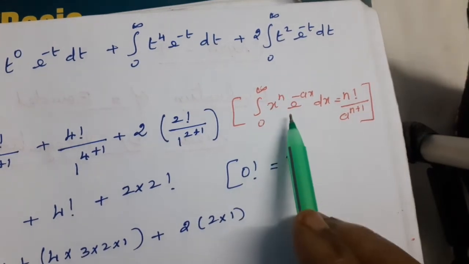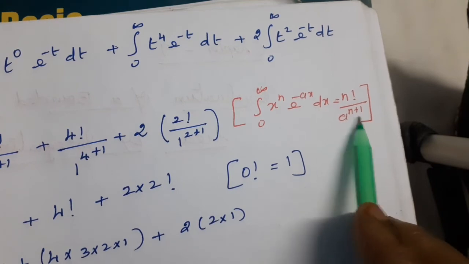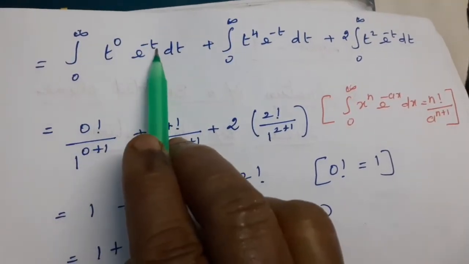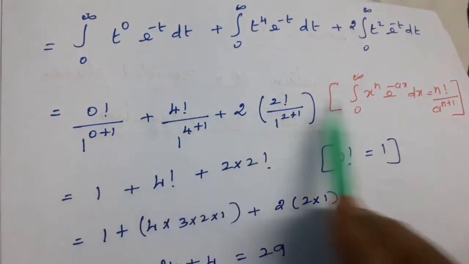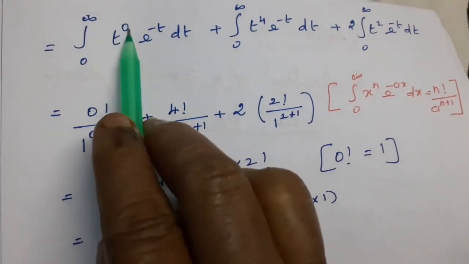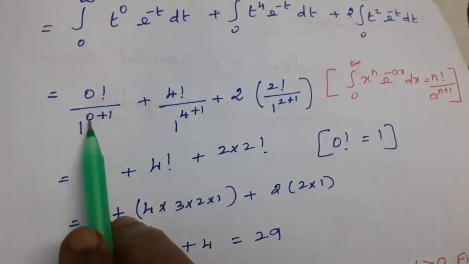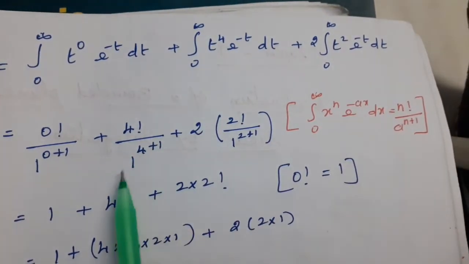These 3 integrals are of the form x power n e power minus ax dx. What is the formula? n factorial by a power n plus 1. Apply the formula. All 3 integrals are of the form x power n into e power minus ax. So instead of n we have 0, and instead of a we have 1. Therefore, 0 factorial by 1 power 0 plus 1.